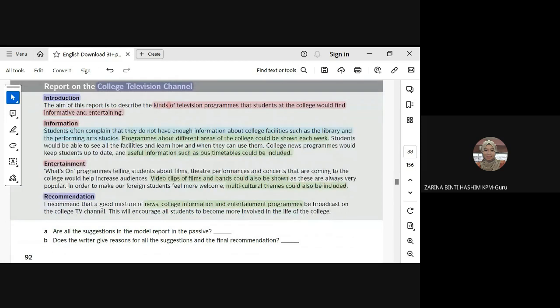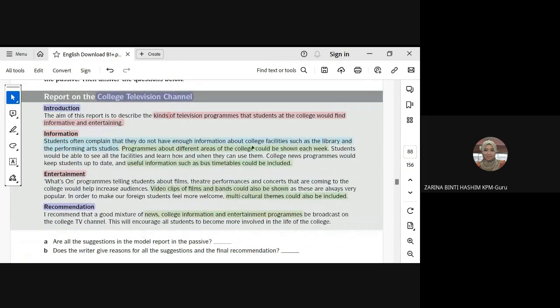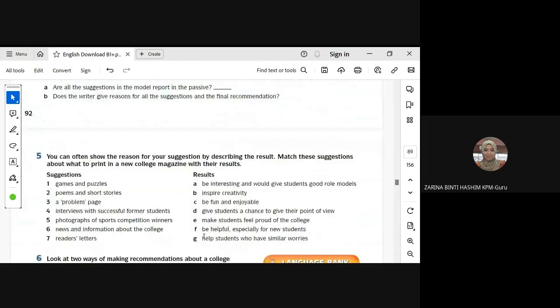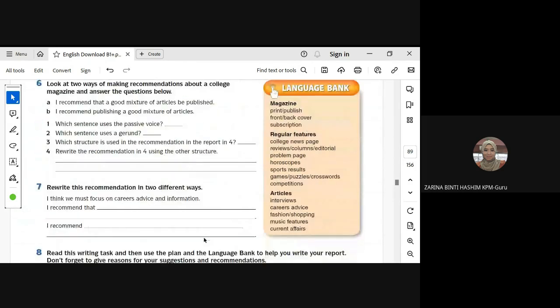Okay, so you can see, just now we were talking about passive, right? The one that I highlighted in green could be shown. So that is the passive. Could be included, could also be included. So mostly when we want to form a passive sentence, we will use the passive form using the word could be and so on. Okay, and then I think this is all the exercises.